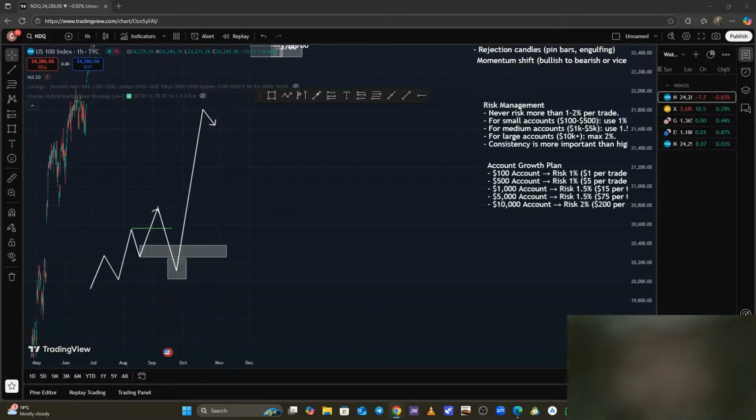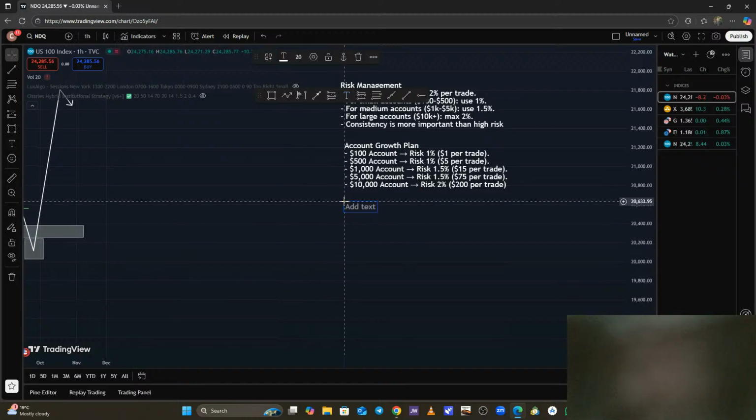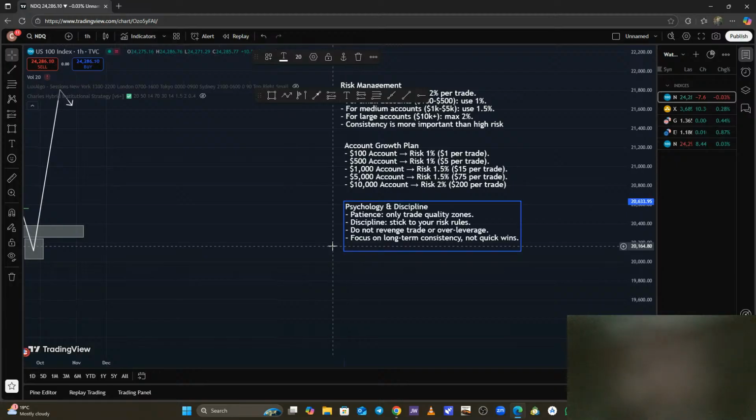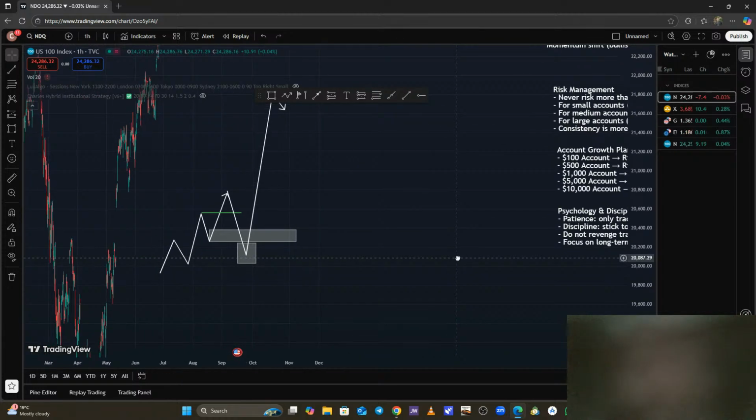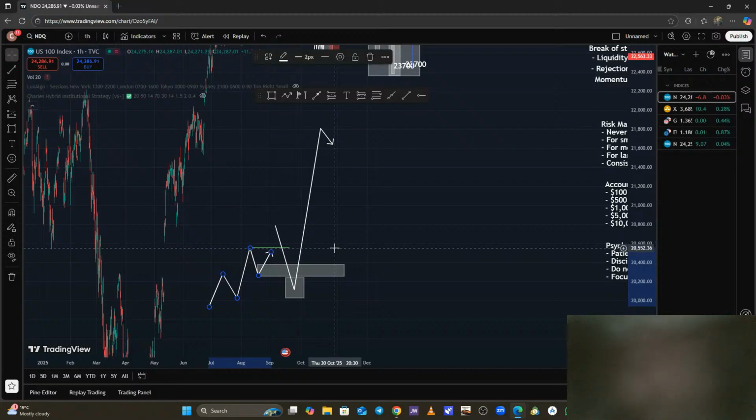So we have psychology and discipline. Number one, patience. Only trade quality trades. If you notice the way I was explaining here, I said if this price did not cause a break of structure like this, then that's an invalidated demand zone. Don't trade that specific trade. Just let the trade go.